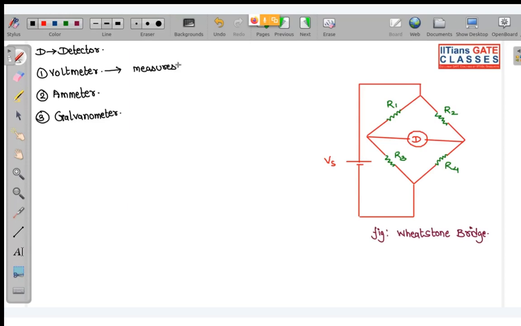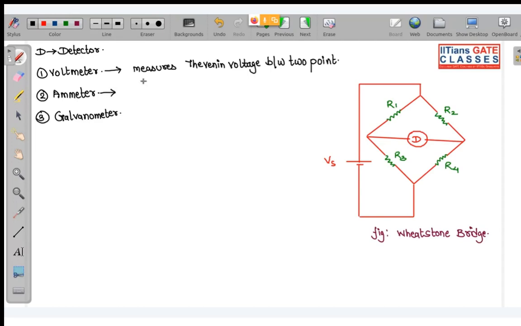Potential difference. So basically it measures Thevenin voltage between two points. Okay, Thevenin voltage means what? Open circuited voltage. I am talking about an ideal voltmeter.